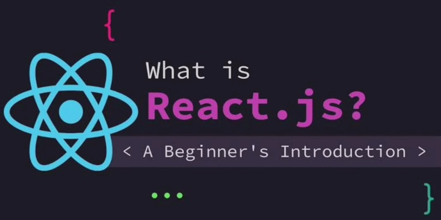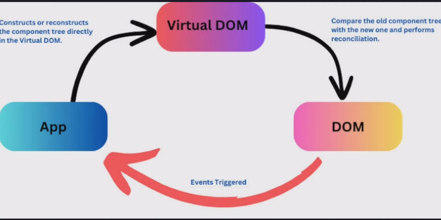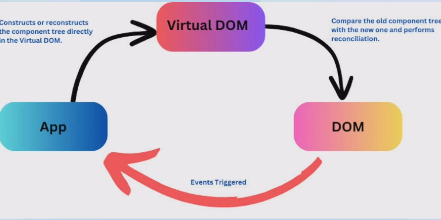First, we should know what is React.js. React.js is a JavaScript library developed by Facebook for building user interfaces, especially for single page apps. Instead of dealing with raw HTML and DOM manipulation, React lets you build reusable components using JavaScript. One important thing in React.js is it updates only the part of the page that needs to change using something called the virtual DOM, which makes it fast and efficient.